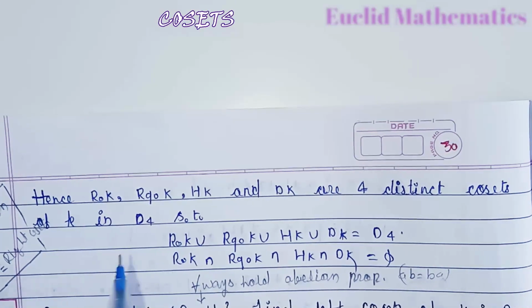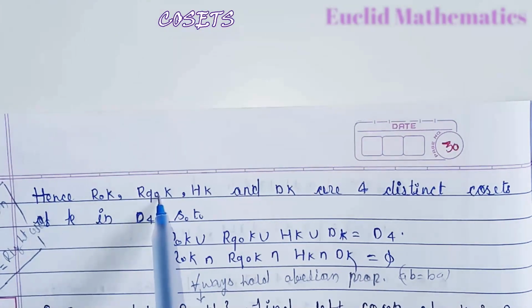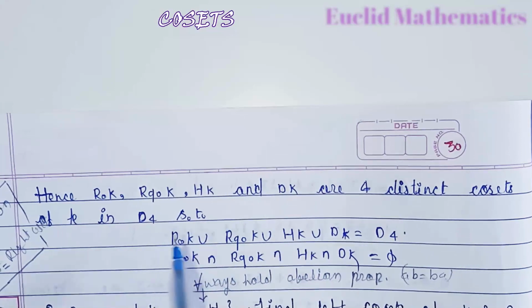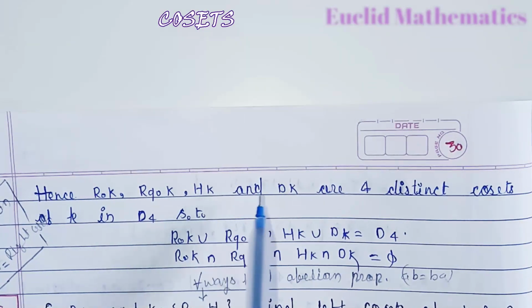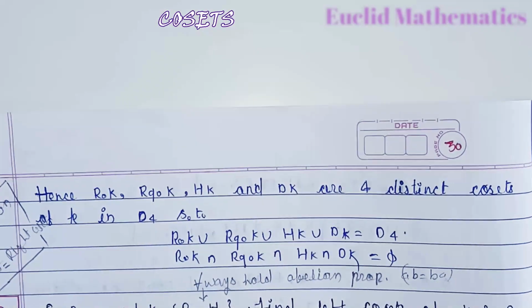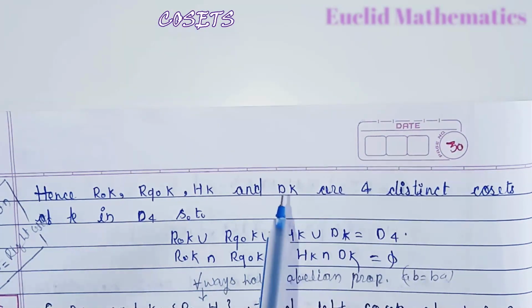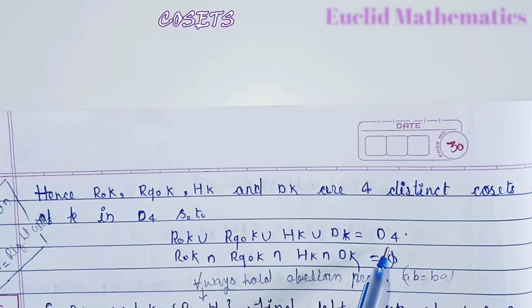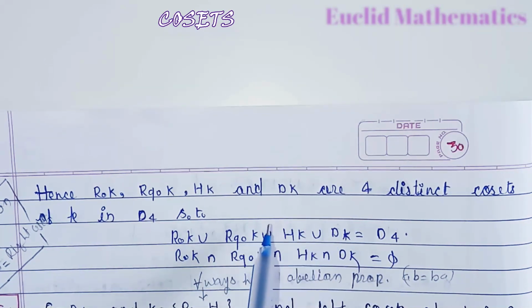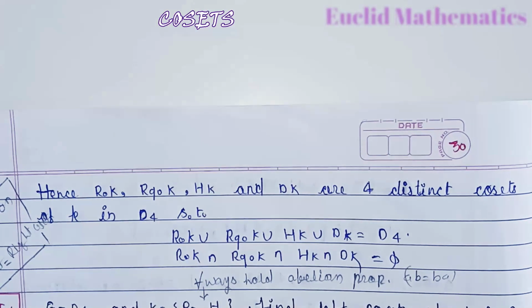And then here we have R0K, R90K, HK, and DK. Horizontal into subgroup, K is the subgroup here, diagonal into subgroup: these are 4 distinct cosets. As we take them at once, we get only 4 distinct cosets. Their union gives the whole dihedral group, and their intersection gives the empty set. Okay, so this is the example from our dihedral group that I selected for finding cosets.